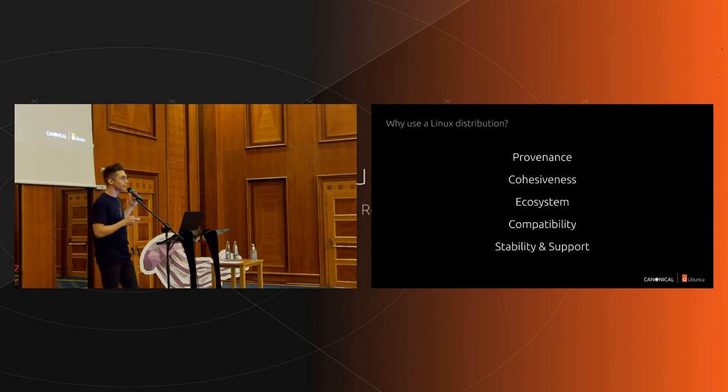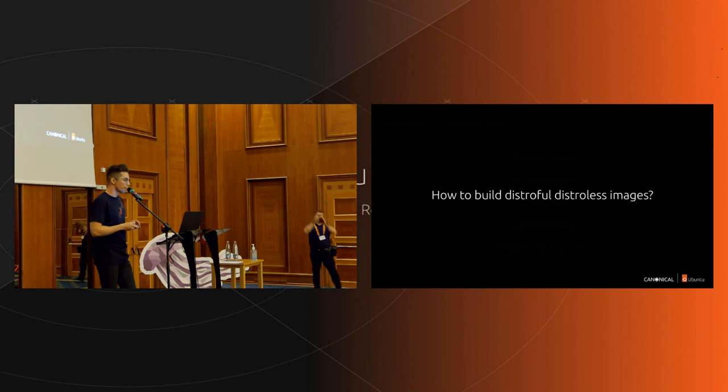So we are left with the situation where we have small images that are good because they are small, secure and efficient, but they are bad because they are hard to use and, in the end, unmaintainable. On the other hand, you have distro images that are good because they are easy to use and easy to maintain, but they are bad because they are big with a big attack surface. So how do we do? It led us to ask the question: how do we build distro-less images that are still distro-full? Having the advantages of a distribution, but the size, performance and efficiency of a distro-less image.